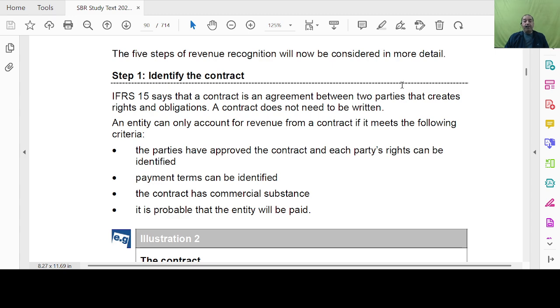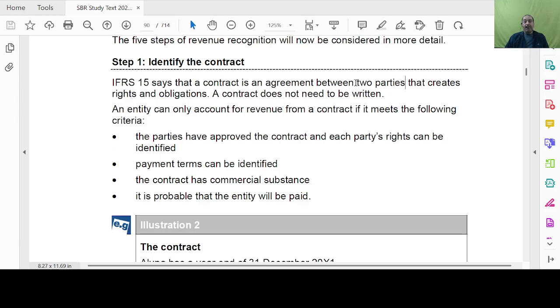So if the amount is irrecoverable and I know that I am not going to receive that amount, I cannot recognize that revenue in my financial statements as per IFRS 15. Right? So that is the first step, identifying the contract.